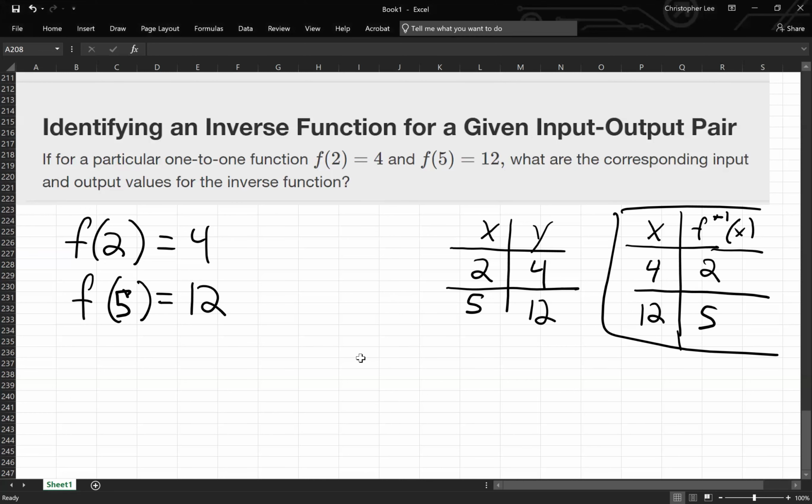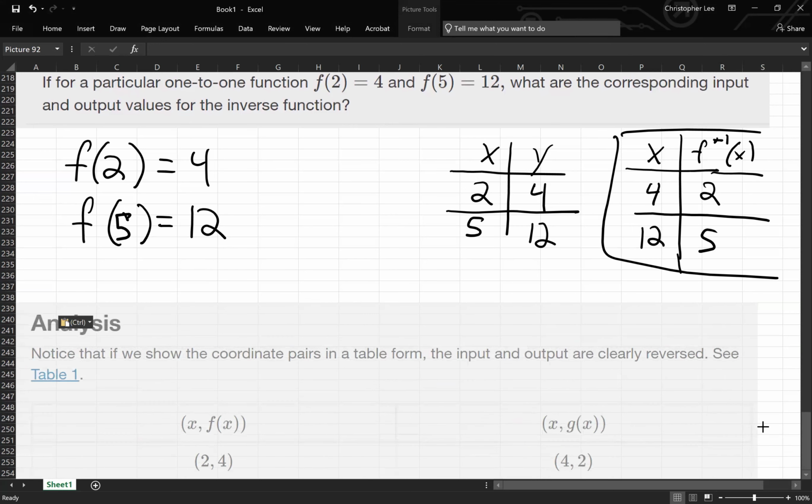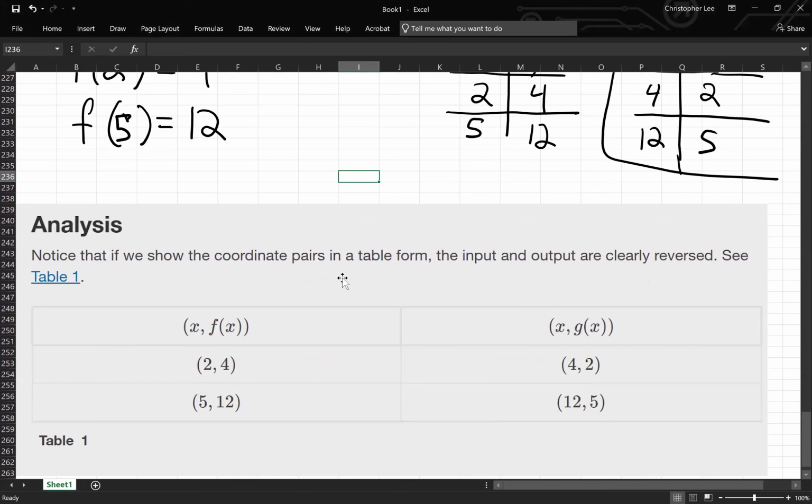Actually, before we move on though, I just want to make a little special note. Notice that we show the coordinate pairs in table form. The input and output are clearly reversed. That's all we do. We had an input of 2, which got output 4, and we had an input of 5, which outputted 12. To find the inverse, we swap them. So the first point became 4 and 2, swapped. And the second point became 12 and 5. That's an inverse. X becomes y and y becomes x. Questions on that?